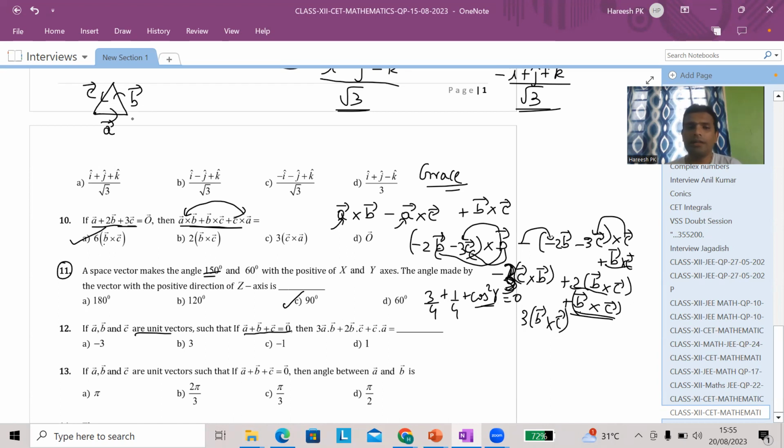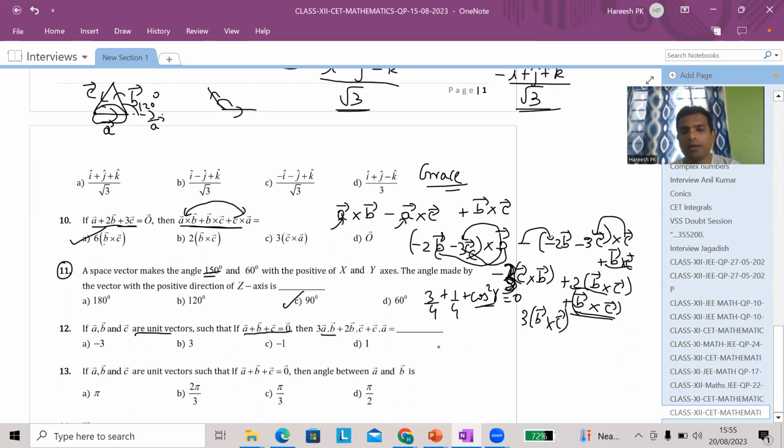Why is it 120? Because how do we measure the angle between any two vectors? You'll have to make the tails coincide and then measure the angle. But here the head of one is coinciding with the tail of the other. So the way to measure the angle is you have to shift this parallel here like this and then measure the angle. So then you'll realize the angle is 120. Once you realize the angle is 120 degrees, it's so easy to solve this.